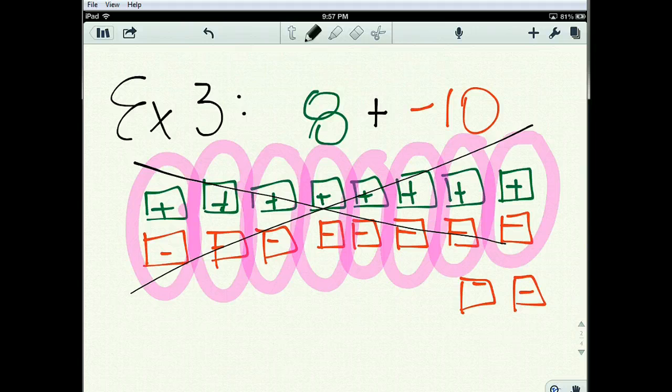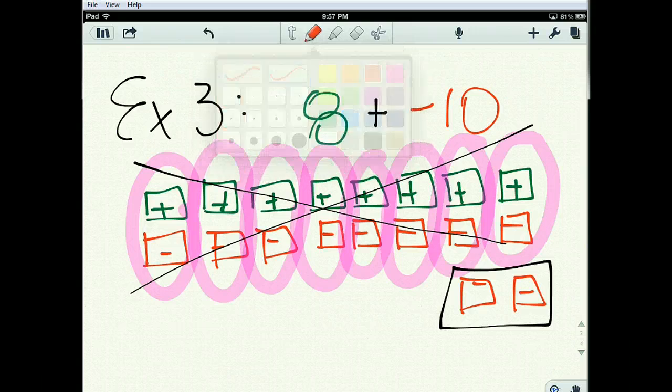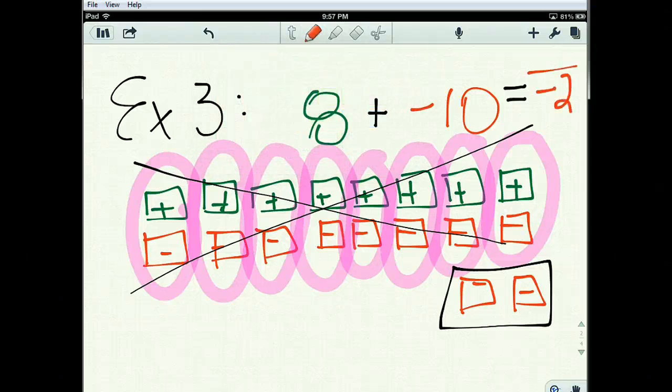So what do I have left over? I have these two negatives left over. So my answer to this question is going to be -2.